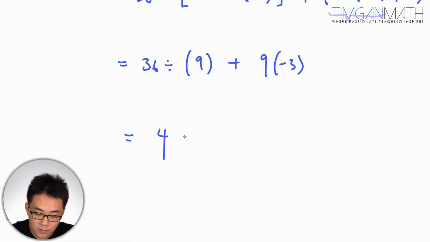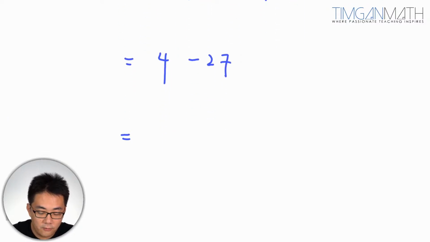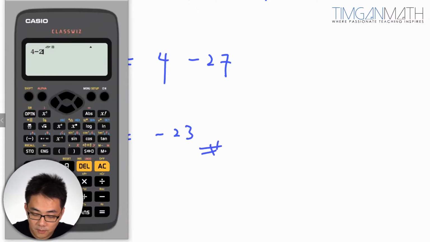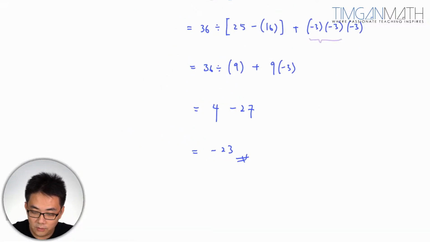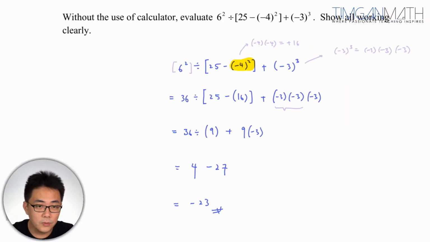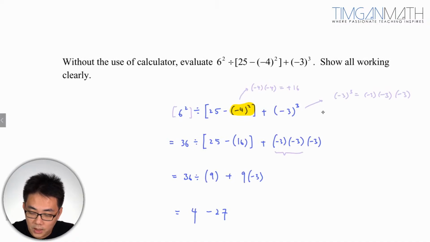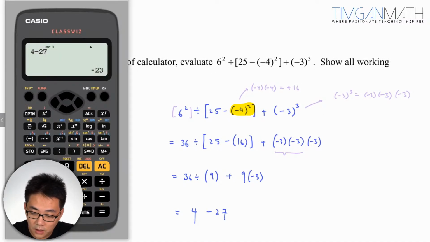9 times negative 3 will be negative 27, right? So this is it, negative 27. And 4 plus negative 27 would just be negative 23. Okay, you can check your answer by multiplying like that, and this will be negative 23. So there you go, this is how you do this question proficiently. You could also put this in the calculator and check your answer. In the exam, just make sure to know that you can check your answer here.